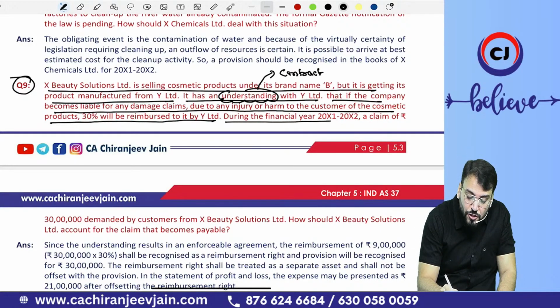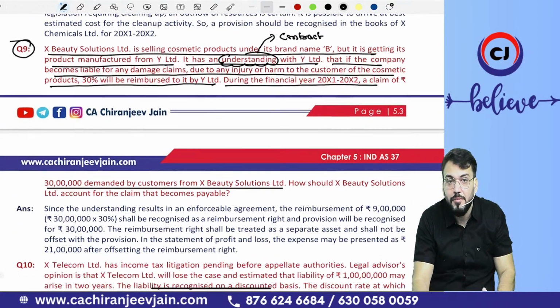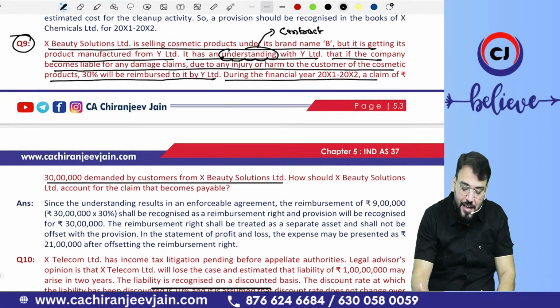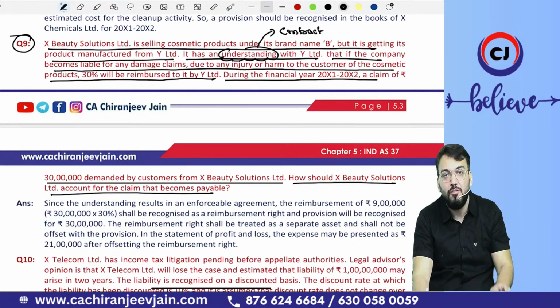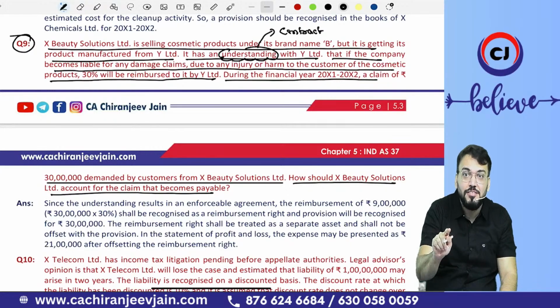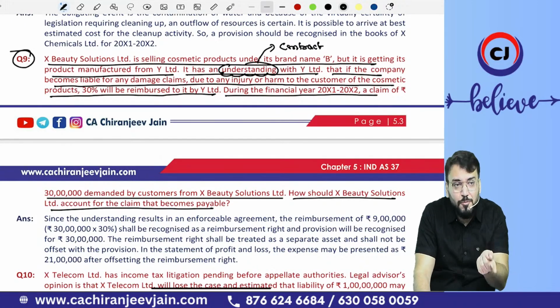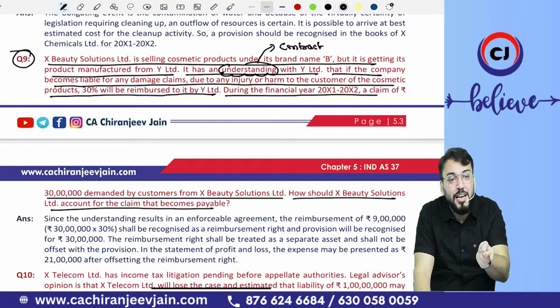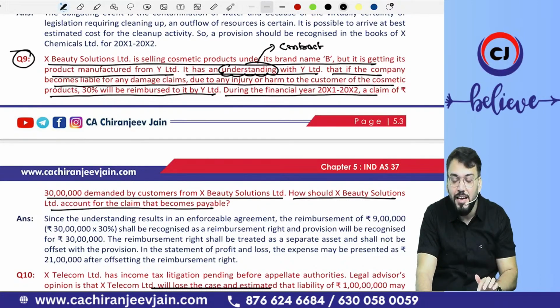During the financial year 2001-2002, a claim for rupees 30 lakh is demanded by the customer from X Beauty Solution Limited. What will be the reimbursement amount? 9 lakh. How should X Beauty Solution Limited account for the claim that has become payable? What will be the amount of provision? 30 lakh. What will be the reimbursement asset? No, no, no. First tell me whether it is virtually certain. From the question it is understood that because there is an understanding, it is virtually certain. Therefore, as per Ind AS 37, we will create a separate reimbursement asset and the amount of expense in SOPL will be 21 lakh.